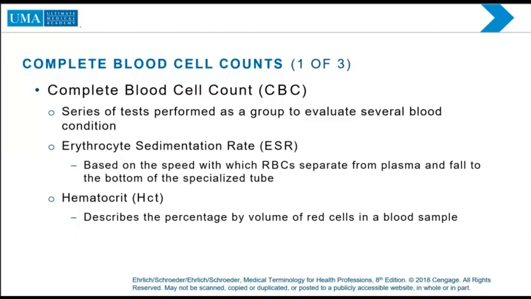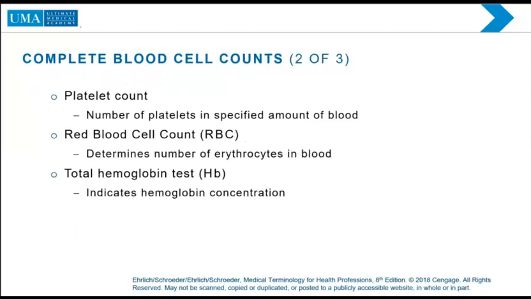Erythrocyte sedimentation rate, also ESR, is based on the speed with which RBCs, red blood cells, separate from plasma and fall to the bottom of the specialized tube. Hematocrit describes the percentage by volume of red blood cells in a blood sample. Platelet count is the number of platelets in a specified amount of blood. Red blood cell count determines the number of erythrocytes in the blood.